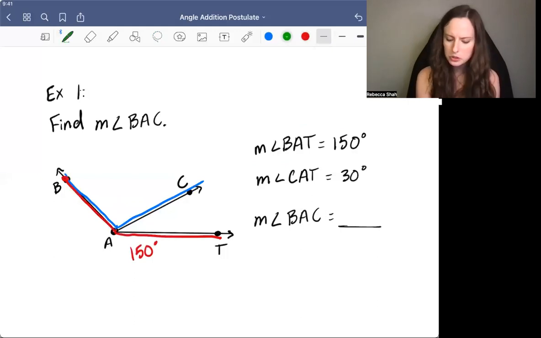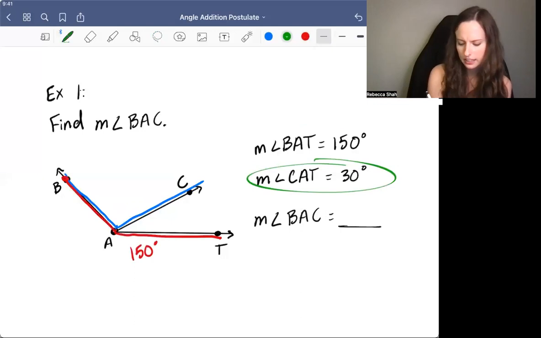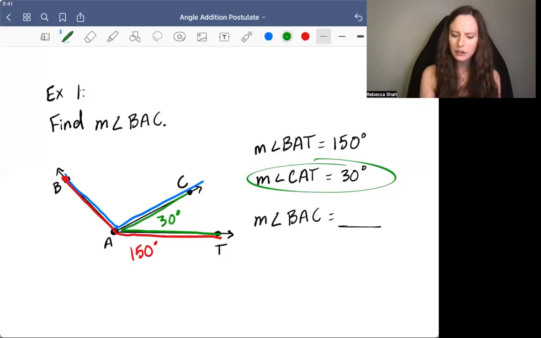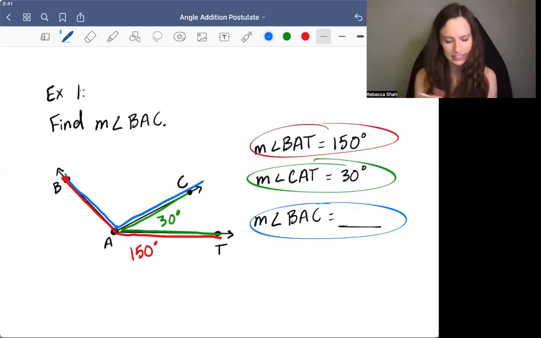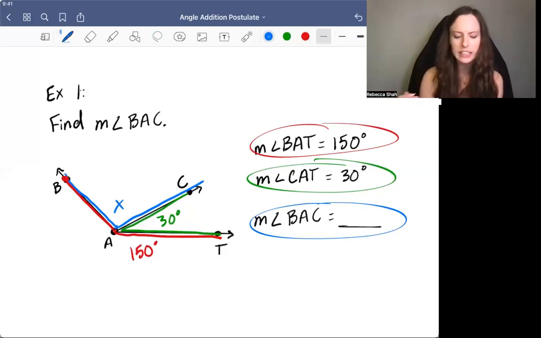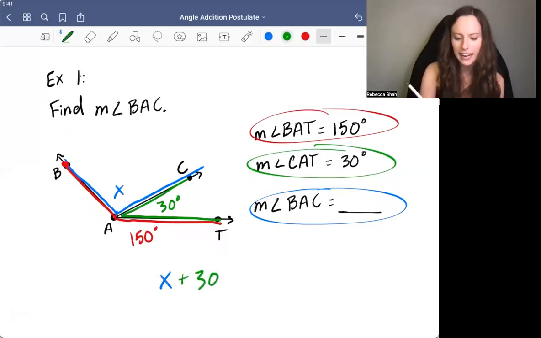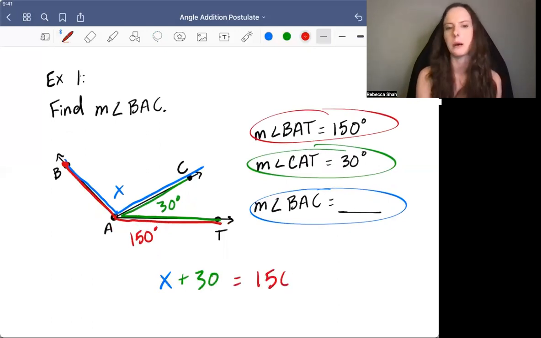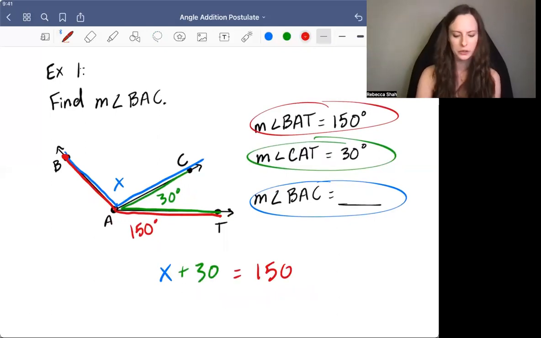We're also told that the measure of angle CAT is 30 degrees. So that is right here. Now for BAC, I'm just going to call that X for now because we have to find it. So we have X, 30, and 150. From the diagram, we can see that the X angle and the 30 angle combine to make this larger red angle, so that means they add up to 150. So we have our equation, X plus 30 equals 150.